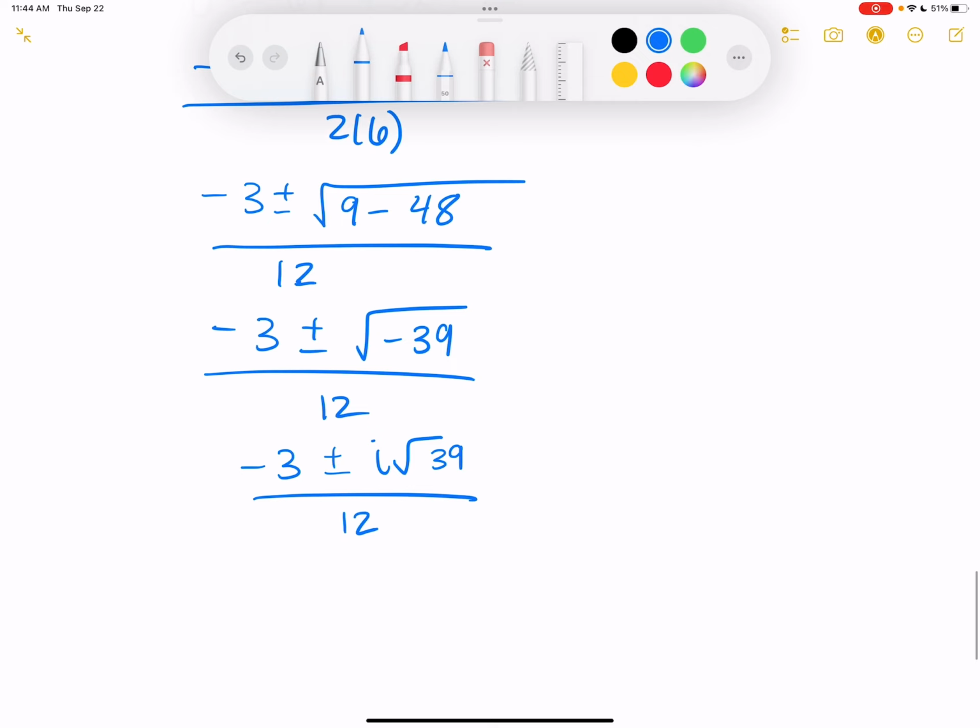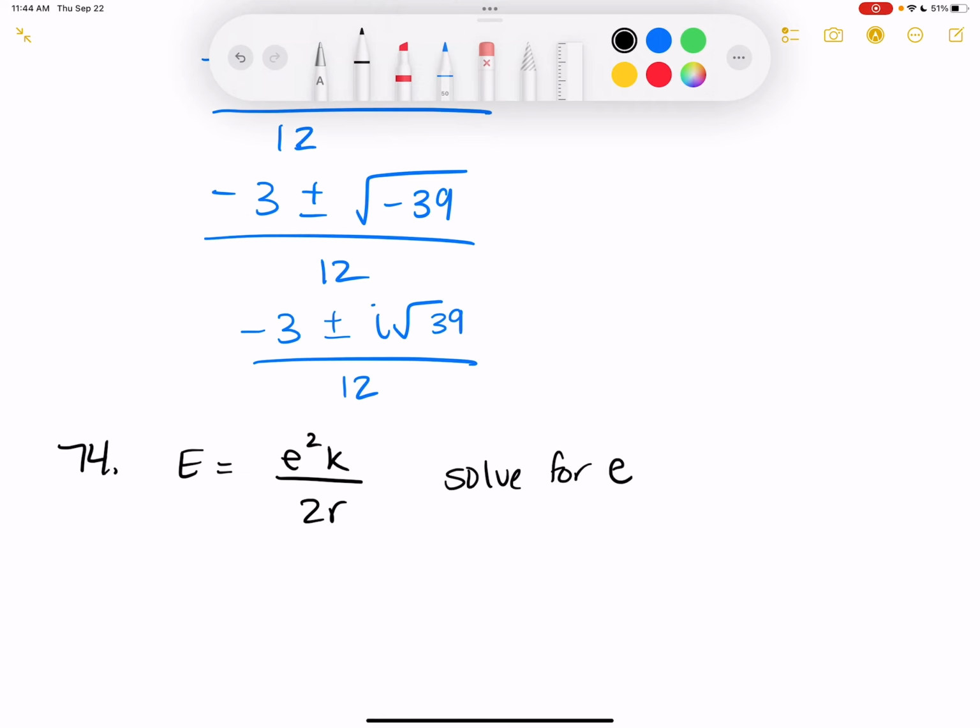Alright, 74. These ones are just to solve for a variable. So it's the equation big E equals little e squared times k over 2r, and it wants us to solve for little e. So how would I go about getting little e by itself? So 2r big E equals little e squared times k.